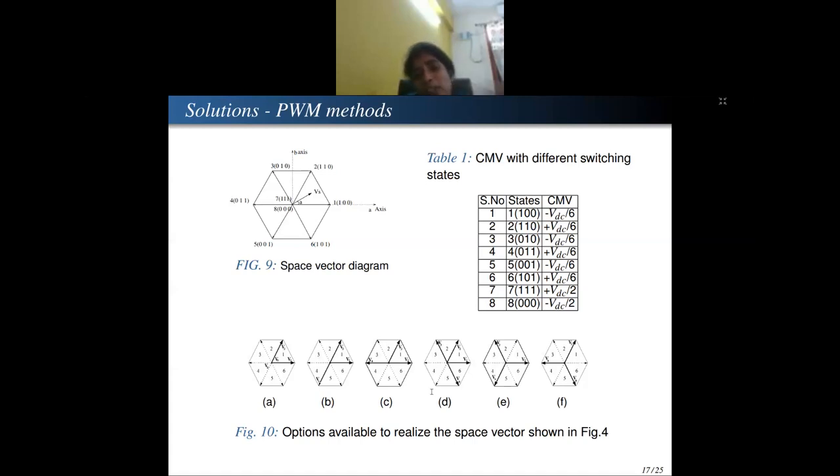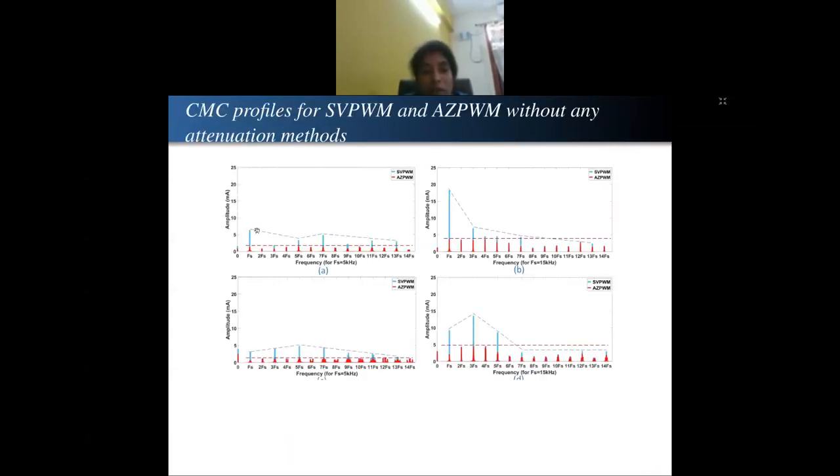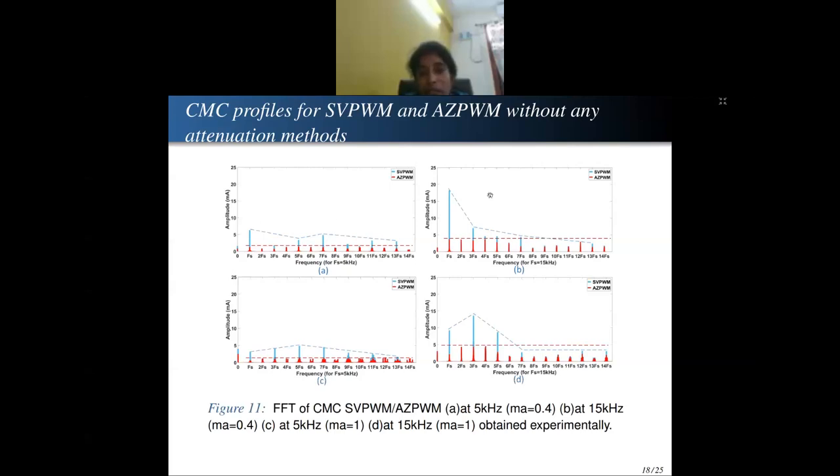There are n number of ways you can reduce the common mode voltage using the space vector concept. And the same is there for carrier based PWMs also. So the effect is seen here. SVPWM results in peaks at FS and its multiples like this, and AZPWM can reduce them overall at the switching frequency multiples. It is clear also, correct?